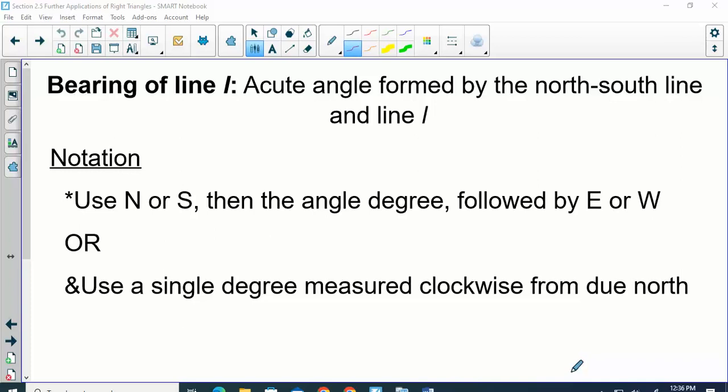So first thing we're talking about is bearing. We've talked about angles of elevation and depression, and those always start at what kind of line? A horizontal, and then either goes up or down. Well, bearing is kind of the opposite. It goes from a north-south line.